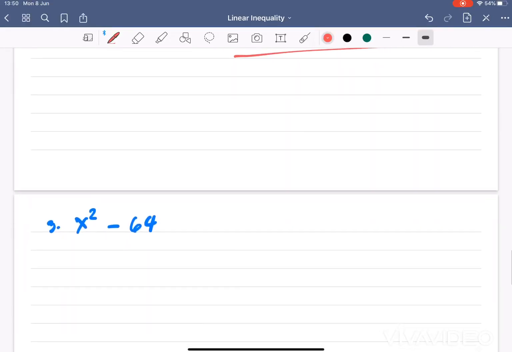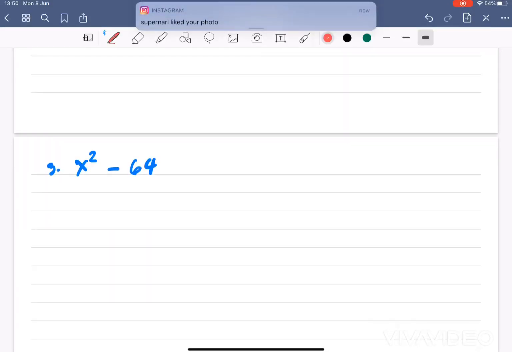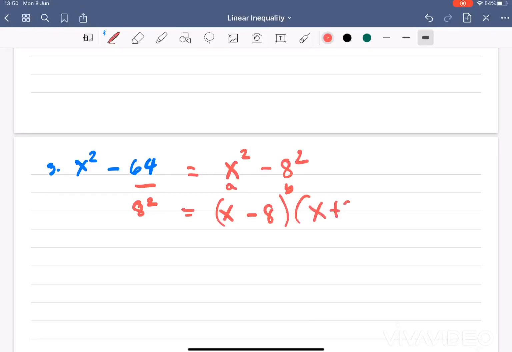Example number 3. We have x squared minus 64. Again, just like example number 1, we need to express 64 as 8 squared. So we have now x squared minus 8 squared. This is our a, this is our b. So we have now x minus 8 times x plus 8.